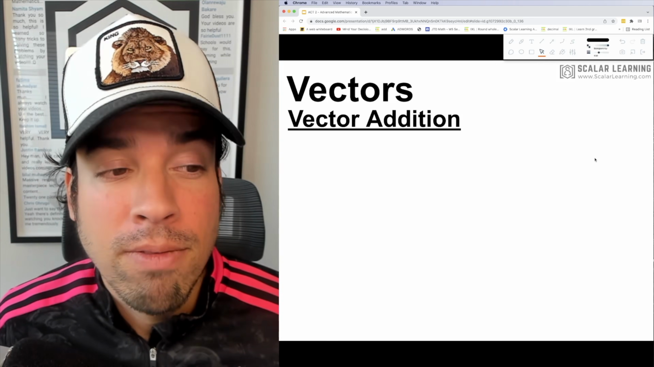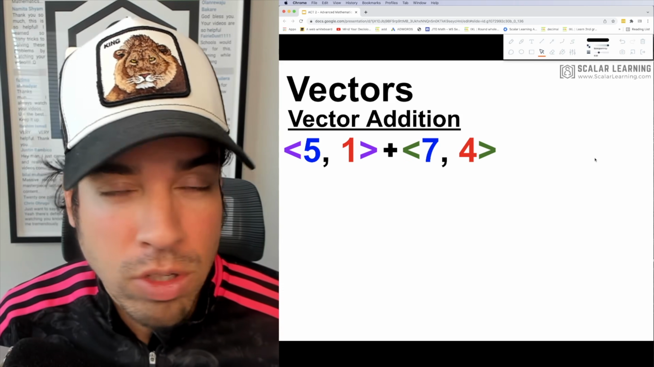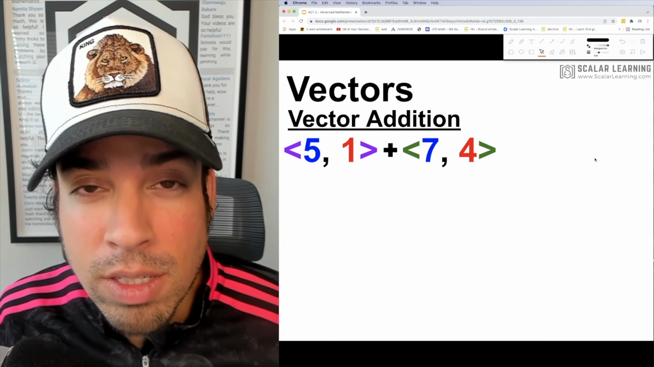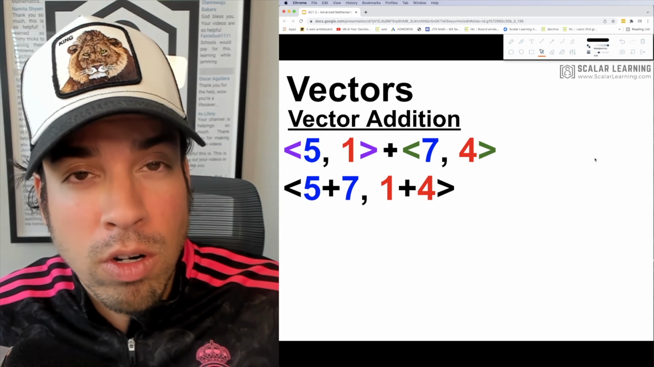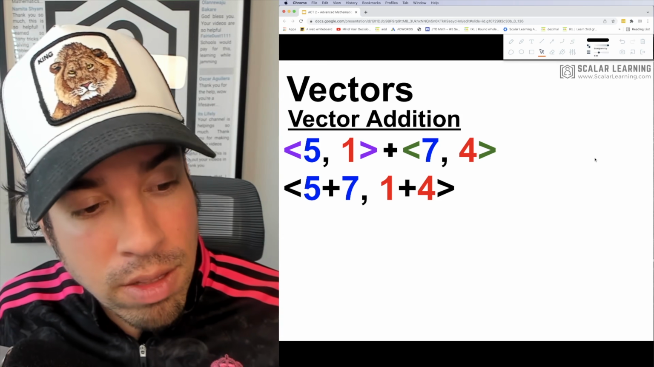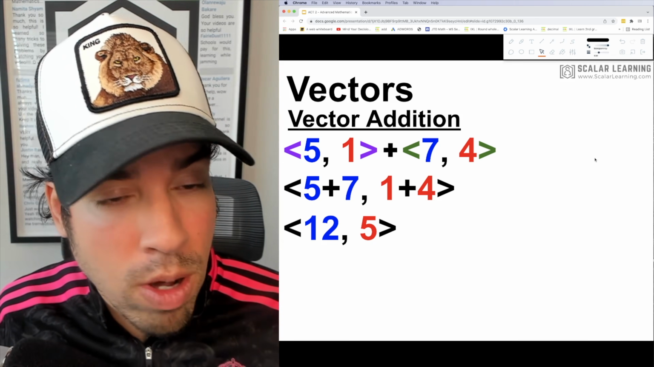You could have vector addition. So what does that look like? Well, let's first take these two vectors in their component form. We got 5, 1 plus 7, 4. So first, what does this look like when we're just straight up finding the answer? You add the two initial parts, the horizontal changes to each other, and you add the vertical changes, 1 plus 4, and you get a new component vector of 12, 5.